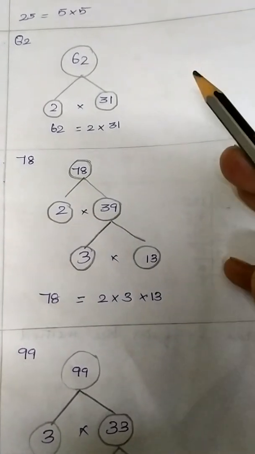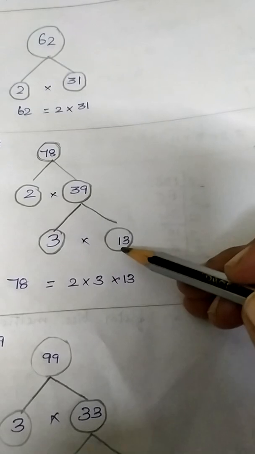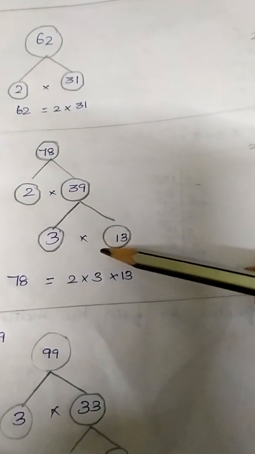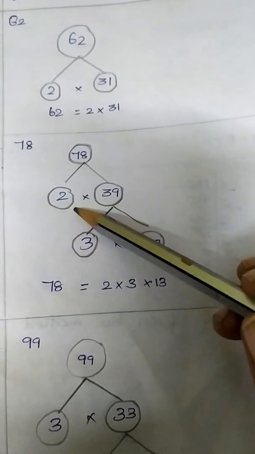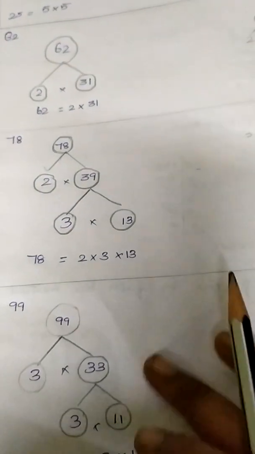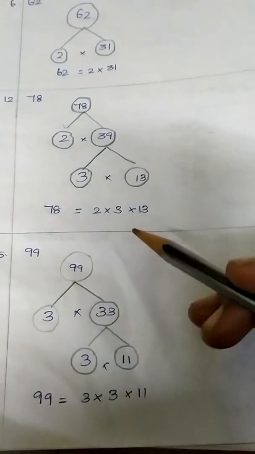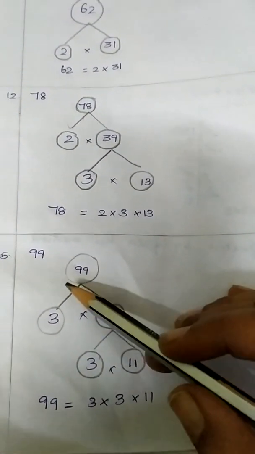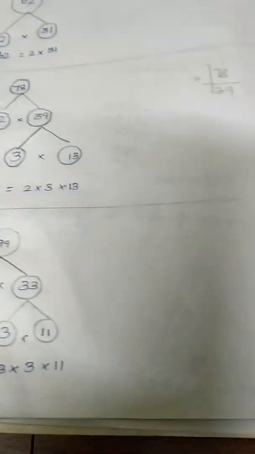78. 78 can be split as 2 into 39. 2 is a prime number, the smallest one, we are leaving it as it is. 39 is 3 into 13. 13 3s are 39. Again 3 is a prime number, 13 is a prime number, we are leaving them as they are and writing the answer: 78 is equal to 2, 3, 13. 99, your next question. 99 can be written as 3 into 33, again 33 can be split as 3 into 11, so your answer is 99 is equal to 3 into 3 into 11.